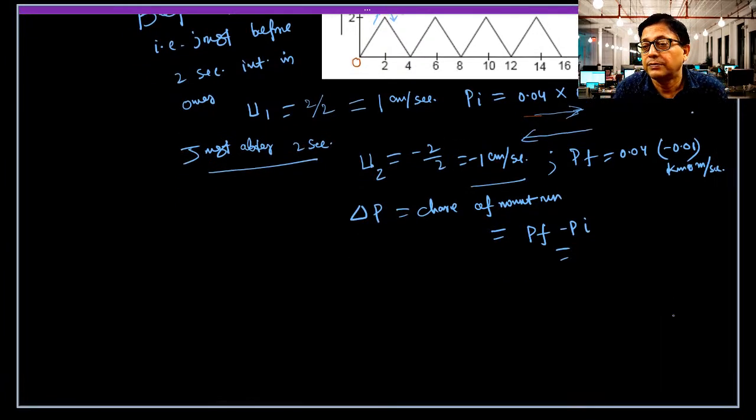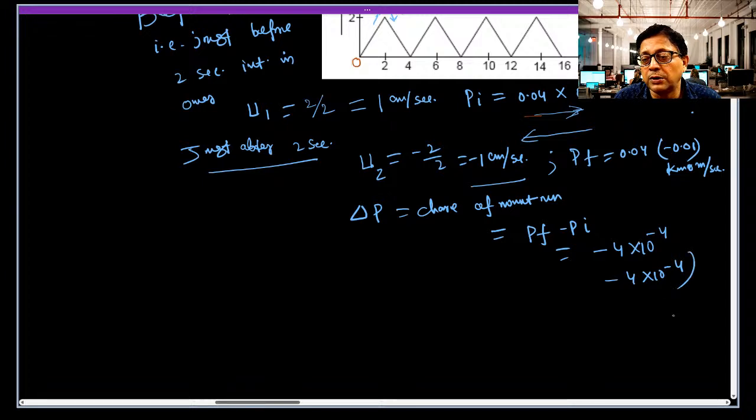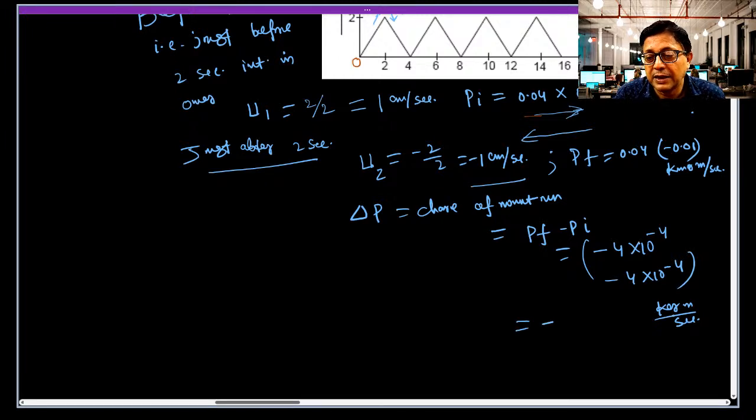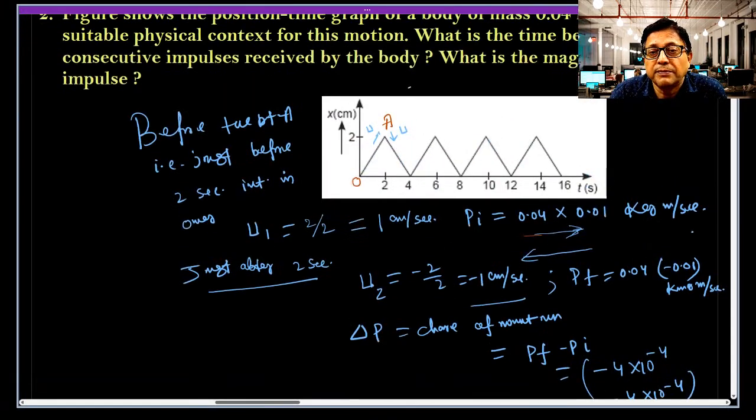Pf is what? Minus 4 into 10 to the power minus 4, and this is also minus 4 into 10 to the power minus 4 kg meter per second. So minus 8 into 10 to the power minus 4 kg meter per second. This you can write as 0.8 into 10 to the power minus 3 kg meter per second. Is that clear? Understood? Now go for the next problem.